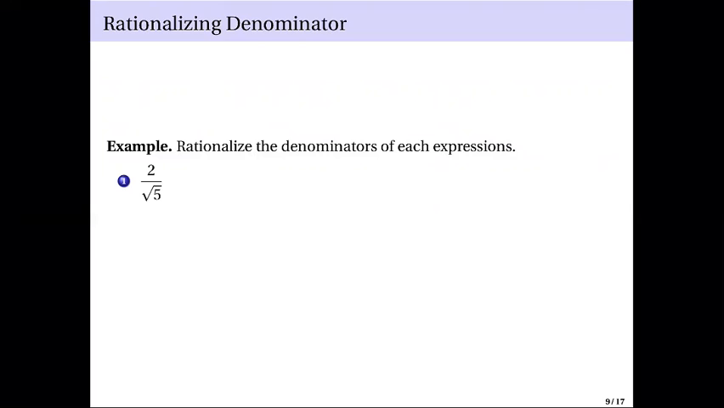2 over 5. So anyway, 2 over square root of 5. There is a radical expression in the denominator, the square root of 5. To remove this radical, we can multiply and divide by square root of 5, so that we will have the following.